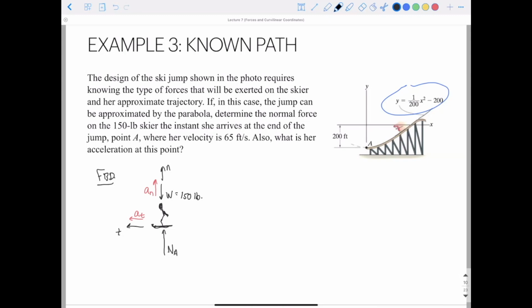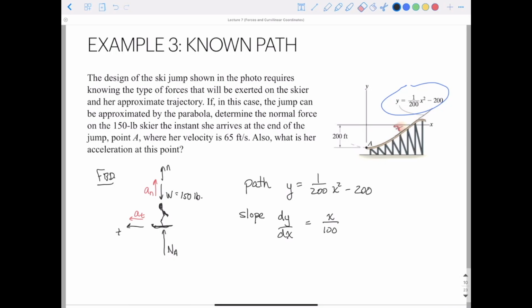So what I mean by that is our path is y equals 1 over 200 x squared minus 200. So our slope, dy dx, is equal to 2 over 200 times x, or x over 100. And then our constant term goes away.